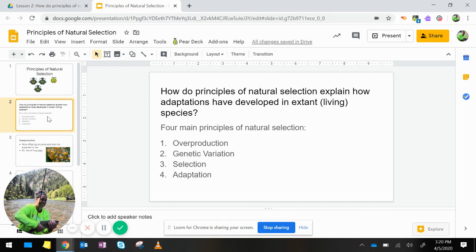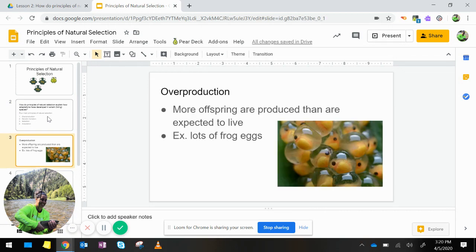Number one is overproduction. Number two is genetic variation. Number three is selection. And number four is adaptation. So if we go through these four main principles, number one, overproduction. Basically what this means is that more offspring are produced than are expected to live.